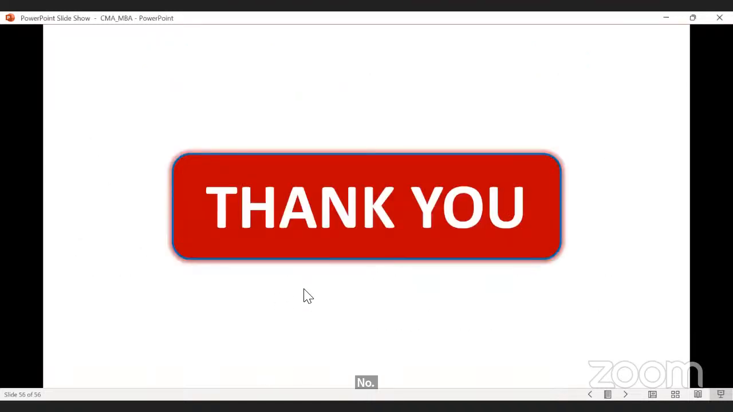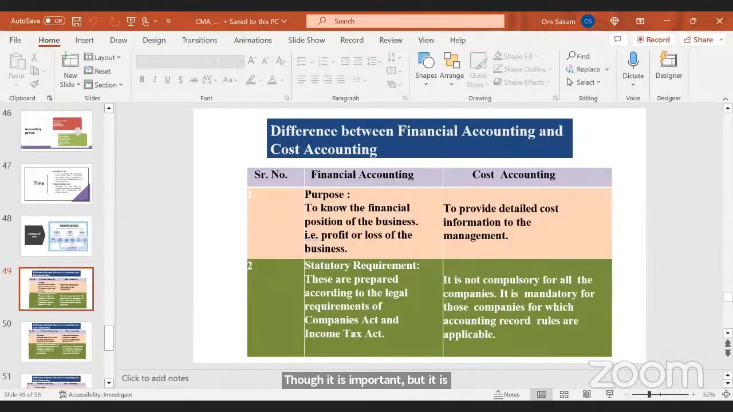So this is all about the first part of unit 1, that means the introduction part. In the next part we are going to discuss one important aspect, though it is important, it is very, very easy. We are going to discuss the statement of cost or cost sheet.